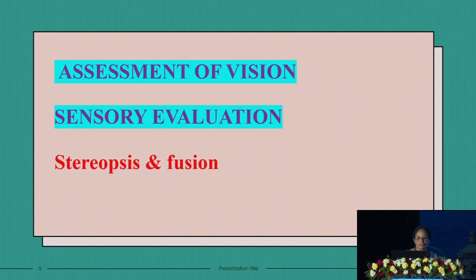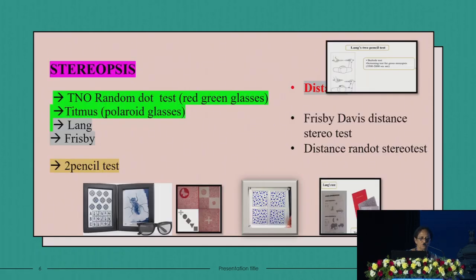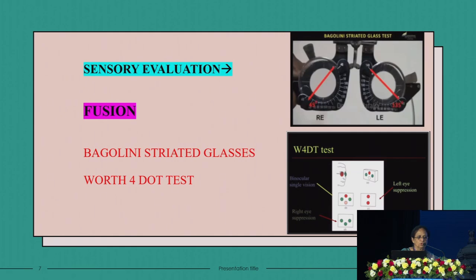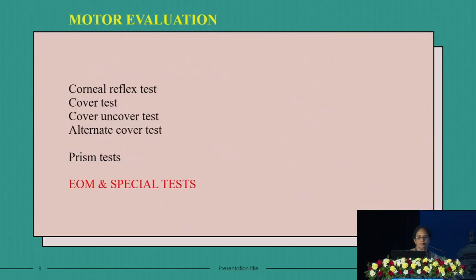Then we have to do the sensory evaluation. We have to look at the stereopsis and fusion. To test stereopsis, we have different tests. I will just go through the names only. The TNO is there, the Titmus test, the Lang's test, and all those tests are to be done first to assess the stereopsis before we do the motor evaluation. Fusion has to be assessed either with the Bagolini or the Worth-Fodor test. I'm not going into the details because everyone knows how to do a Worth-Fodor test. It's a very useful test and has to be done in every patient.